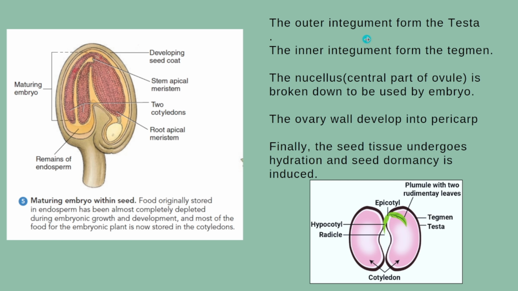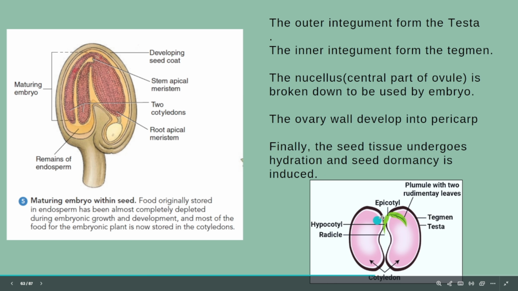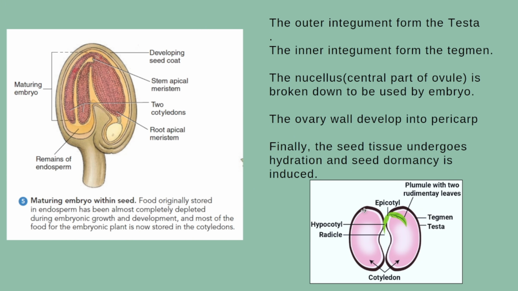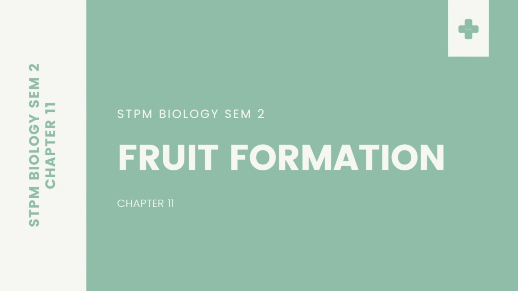So the outer integument will form the testa. The inner integument will form the tegmen. So it's here, the outer part here. Here it forms the testa, and the inner one is the tegmen. And then the central part of the ovule is broken down to be used by the embryo. And then the ovary wall develops into the pericarp, and then finally the seed tissue will undergo hydration and seed dormancy is reduced, and finally we will form the seed like this. So this is the overall process of embryonic development.